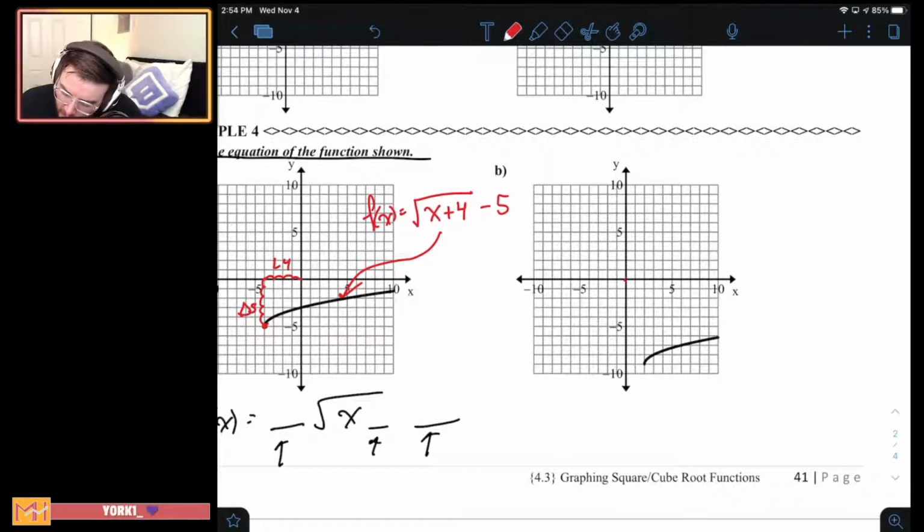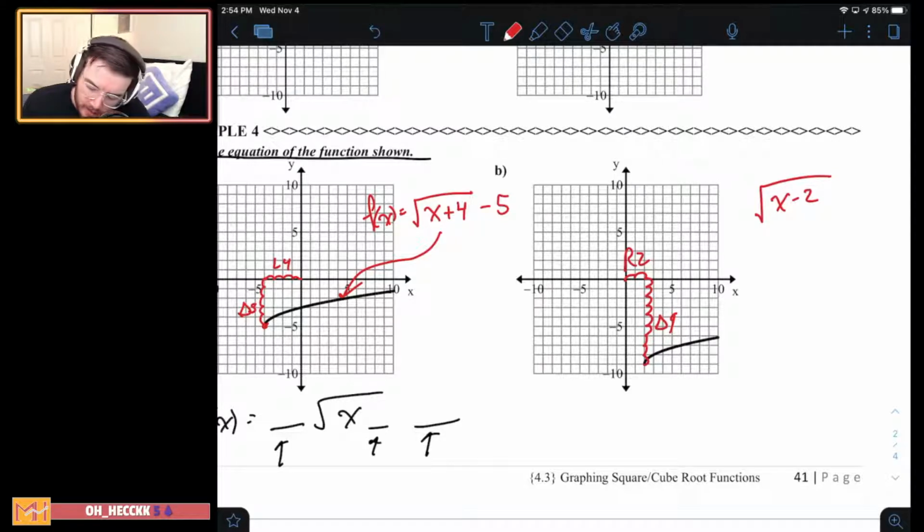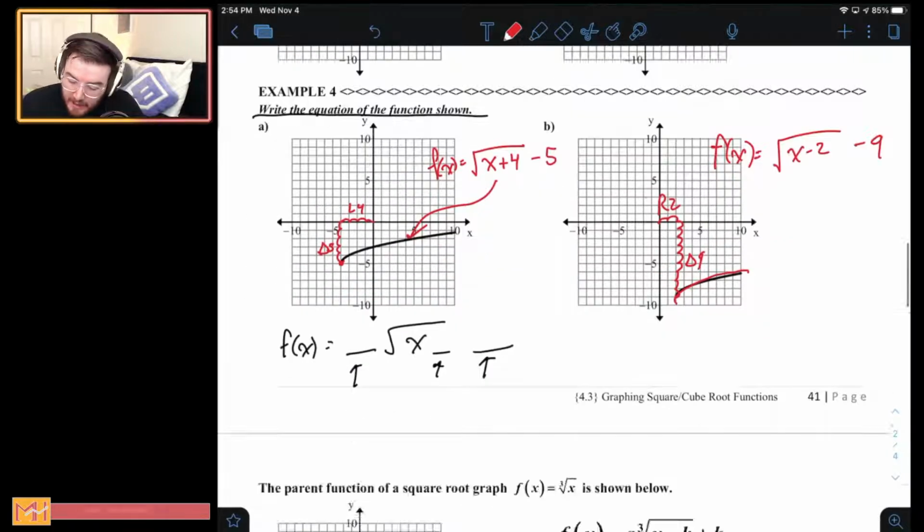Where did it start? Right 2 and down 1, 2, 3, 4, 5, 6, 7, 8, 9. Down 9, right 2. So if I went right 2, that means minus 2 should be under the root because it's the opposite. And then minus 9 on the outside of the root. And it opened upwards, so it's positive, no negative. It didn't get flipped. There we are. That's it for square roots.